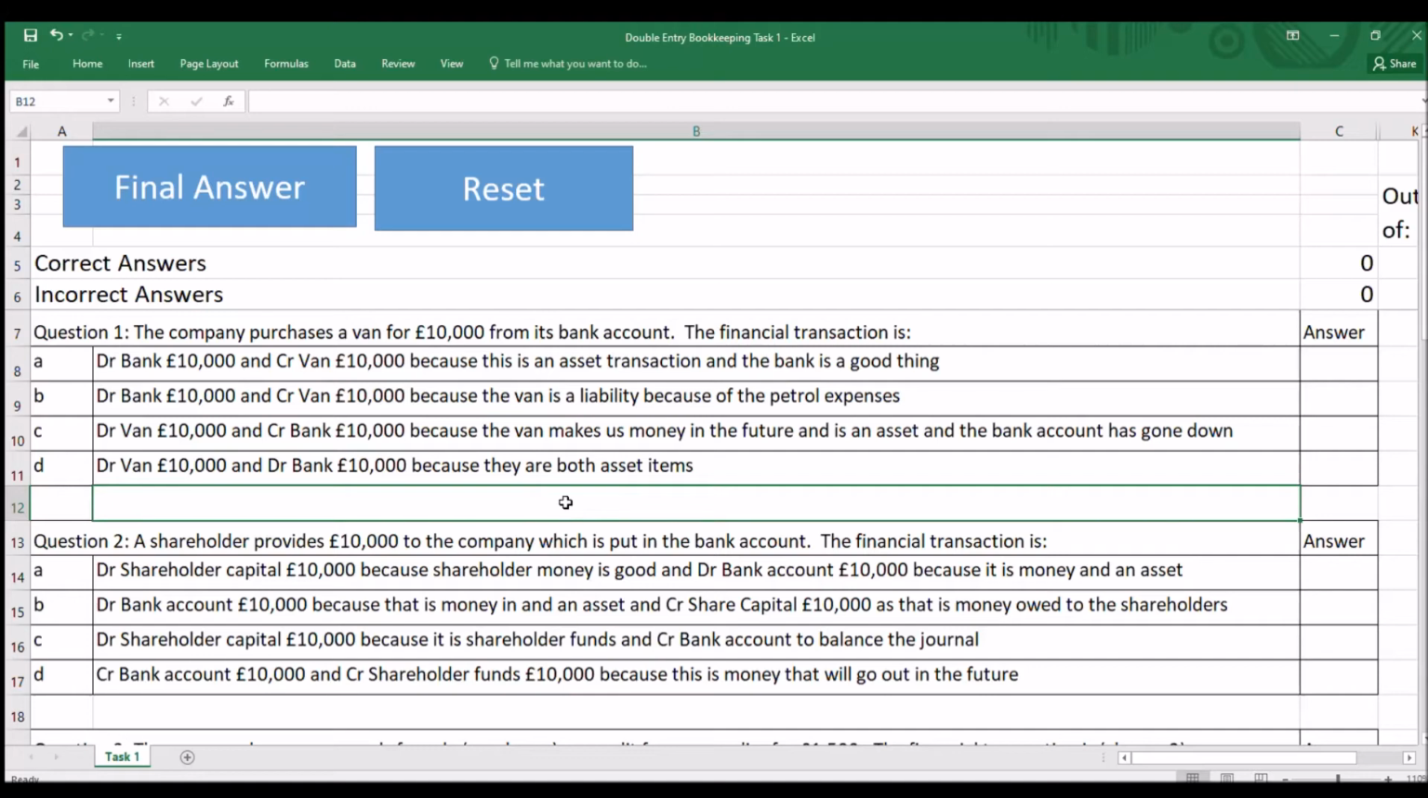Journal production exercise. I'll give you 30 seconds for each question, and then I'll give you the answer. Question 1. A company purchased a van for £10,000 from its bank account. The financial transaction is, what are the debits and credits?